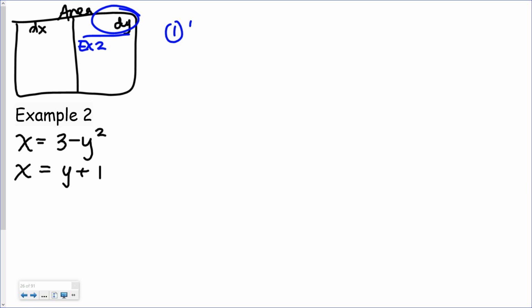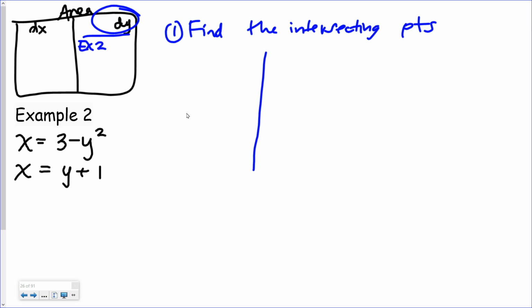And again, the first thing we're going to do is find the intersecting points. In order to do that, a lot of times I graph it. So I'm going to go ahead and graph it to see what this thing looks like. How do I graph x equals 3 minus y squared? It's a left parabola, right? If y were 0, what would x be? 3. So if y is 0, x is 3. So this would be 3, 0. It goes through that point.